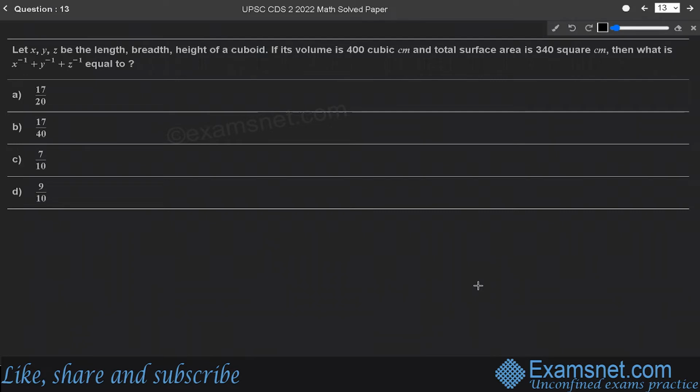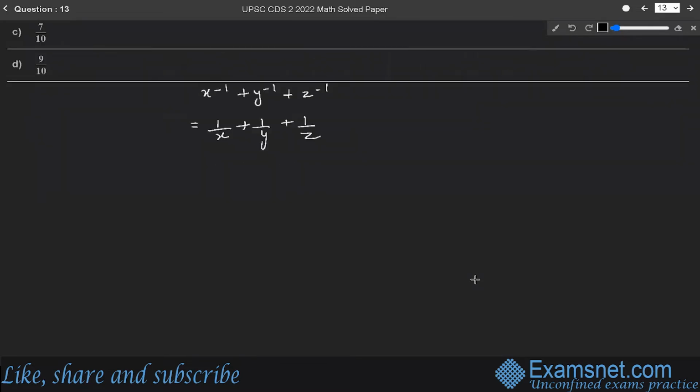Next question is, let x, y and z be the length, breadth and height of a cuboid. If its volume is 400 cubic centimeter and total surface area is 340 square centimeter, then what is x inverse plus y inverse plus z inverse equal to? We have to find the value for x inverse plus y inverse plus z inverse. It means that it is equals to 1 by x plus 1 by y plus 1 by z. On further taking the LCM, xyz will be the LCM and it will be yz plus xz plus xy.